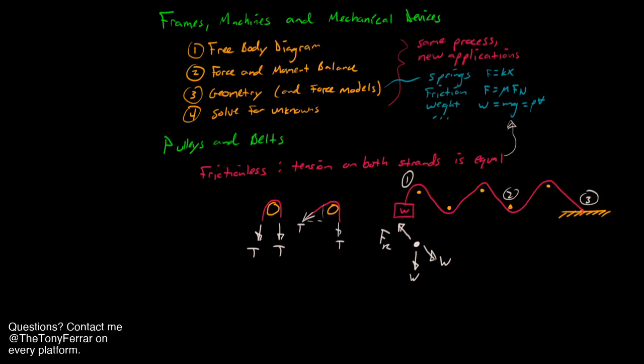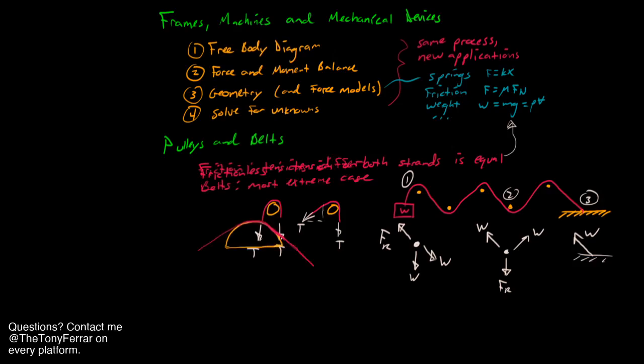If we came over here to joint 2, the tension is equal in both of these strands, again equal to the weight, and so we would need a reaction force that points down like this to hold that pulley in place. And lastly, if we came over to the flat wall at joint 3 here, again we just have W pointing through.